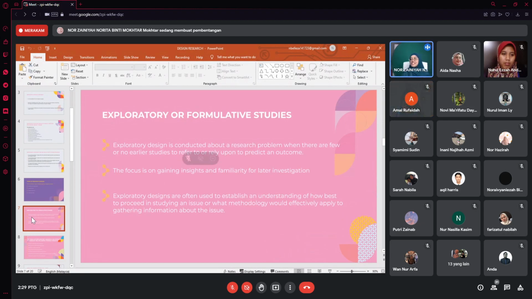Right, okay. So exploratory design is conducted about a research problem where there are few or no early studies to refer to or rely upon to predict an outcome. So exploratory is very much something that you're not familiar with and haven't actually read about. One example of an exploratory research design is ethnography.